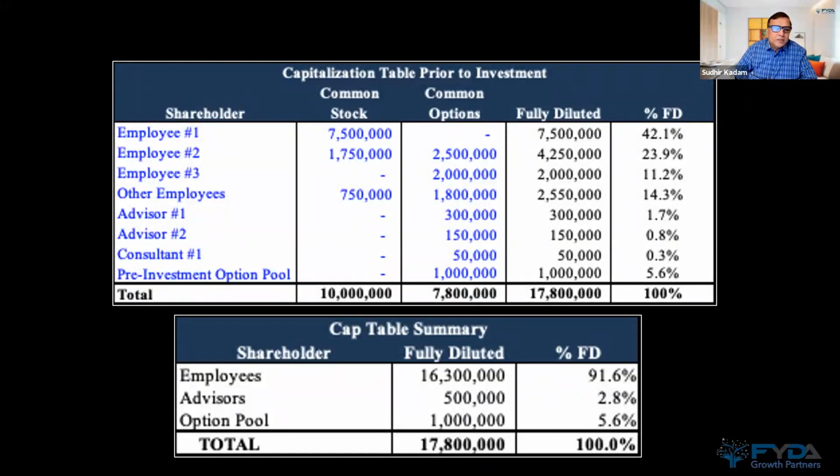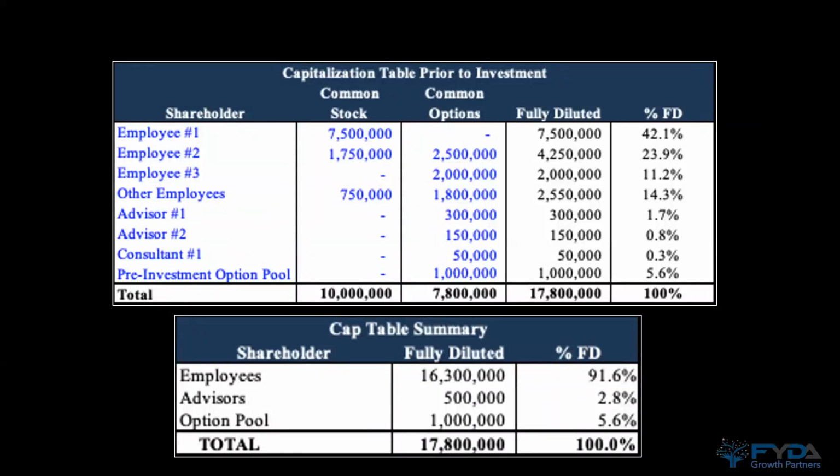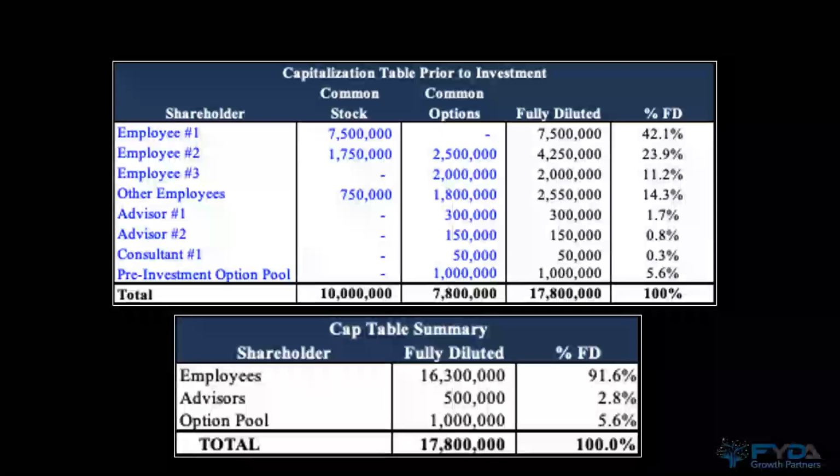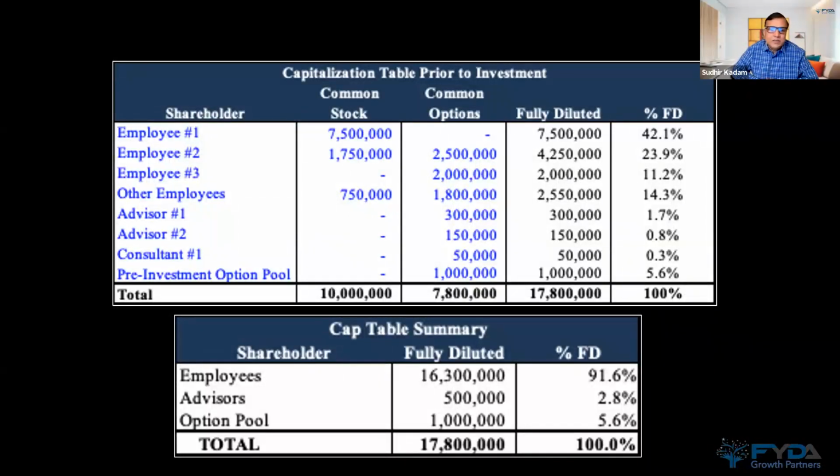Now employee 1 here has 7.5 million stock. This is the number of units. 7.5 million stock. He has only stock, has no options, because he is the first founder. So he founded the company, he was holding 100% earlier. Now he's got reduced to this. Right now he's holding a big chunk of the company here.